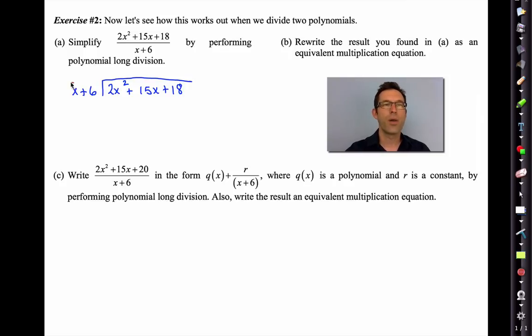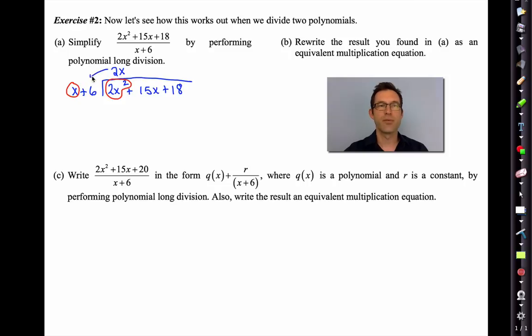All right, all I want you to do is look at this x and look at this 2x squared. Whatever I put up here is going to then multiply the x plus 6 just like it did before. And I need to get rid of the 2x squared. So I need to put something up here that when I multiply by x gives me 2x squared. Let me say that again. Whatever I put up here, when it multiplies by x, has to give me 2x squared. And that's of course going to be a 2x.